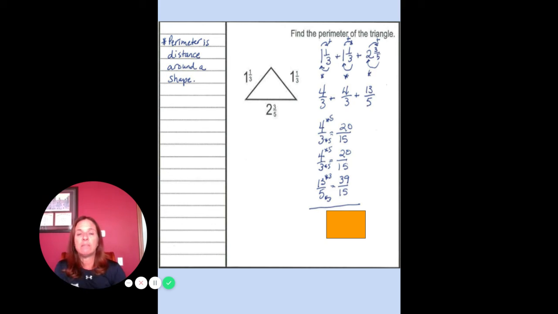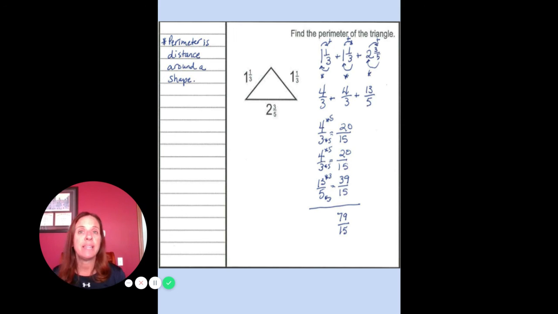20 plus 20 is 40. Do my tens first. My powers of 10. And then 40 plus 39 is 79. So 79/15ths is our improper fraction when we add those together.